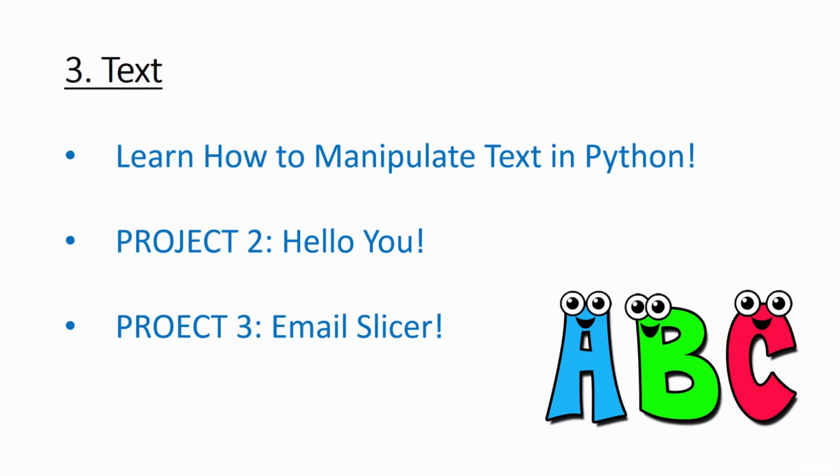After that, we're going to move away from the world of ones and zeros and learn how to manage text in our Python programs in order to create customized and meaningful experiences for our users. We'll be using this knowledge to ask our users a bunch of questions and then write a piece of text all about them. We'll also learn about how to slice and dice text and apply this to an email slicer project. By the way, no emails were harmed in the making of this course.